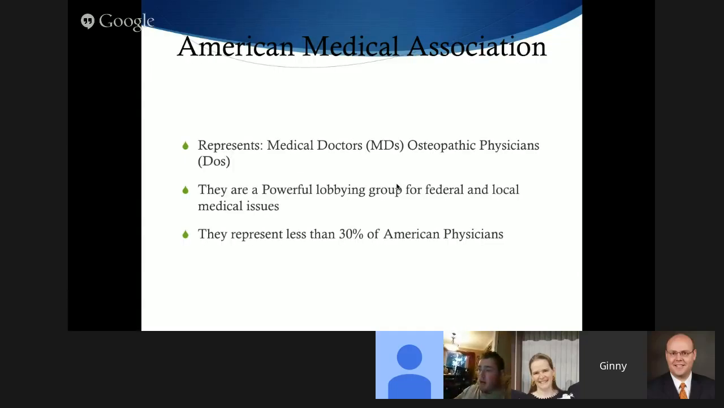So the AMA represents medical doctors and osteopathic physicians. They're a powerful lobbying group for federal and local medical issues. And they represent less than 30% of the American physicians, is what I found on their website.